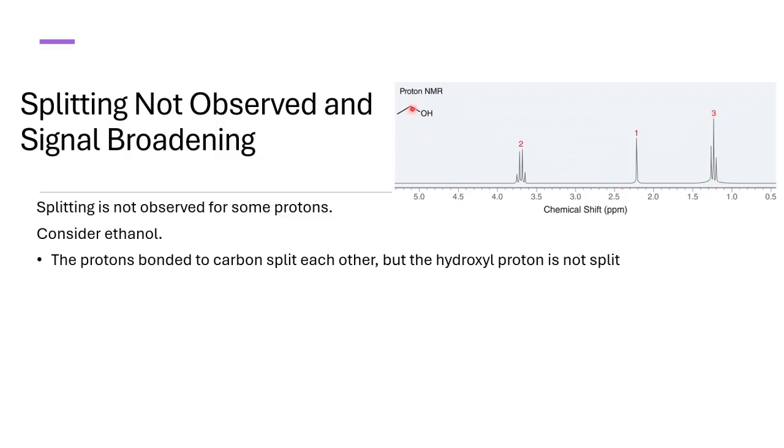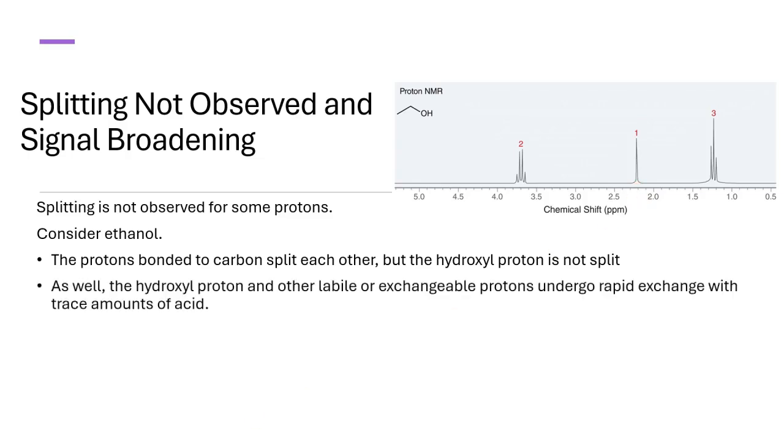The CH2 is being split into a quartet because it is sensing 3 protons plus 1 gives us 4. So this signal here is due to 2 protons, or the CH2. But this singlet here is due to the hydroxyl H. It is not split.